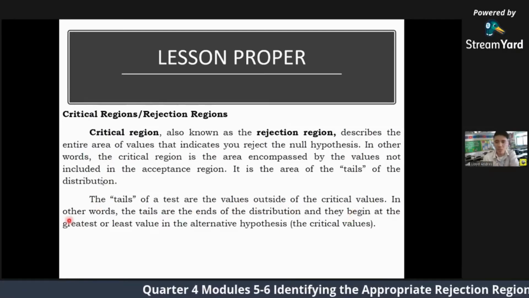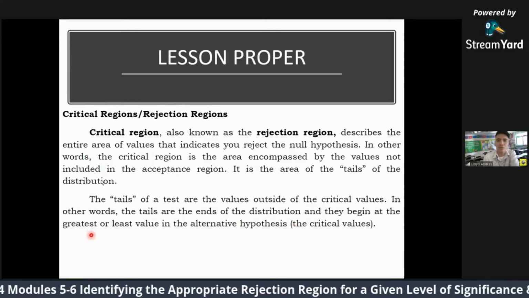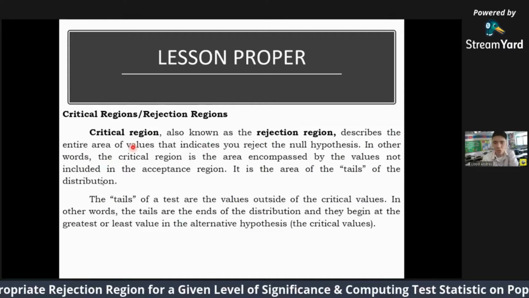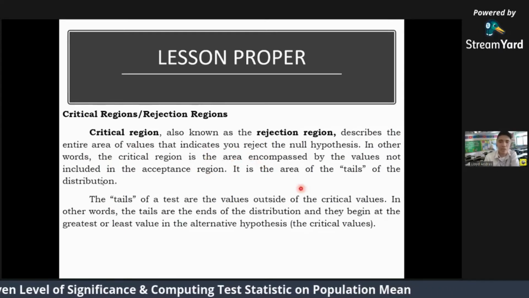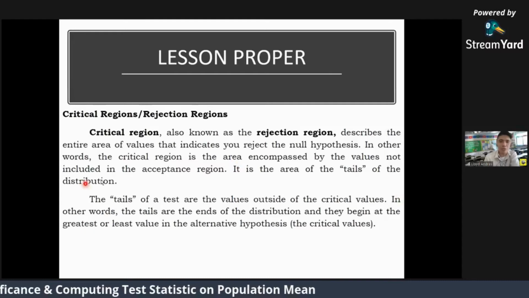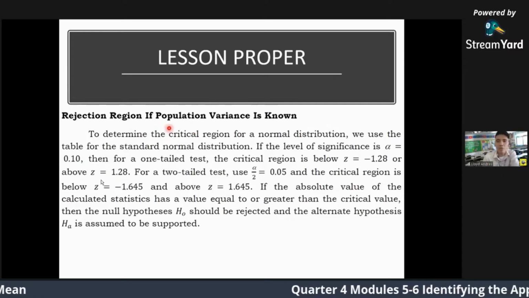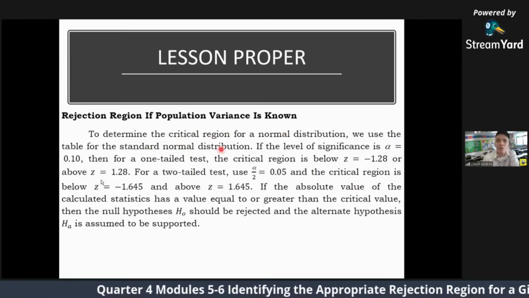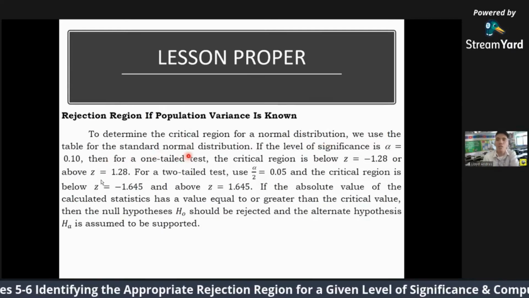In other words, the tails are the ends of the distribution and they begin at the greatest or least value in the alternative hypothesis. So, critical region or the rejection region. Usually, actually, naana sa left, right, or sa both tails niya. So, rejection region, if population variance is known. So, to determine critical region for normal distribution, we use the table for standard normal distribution.